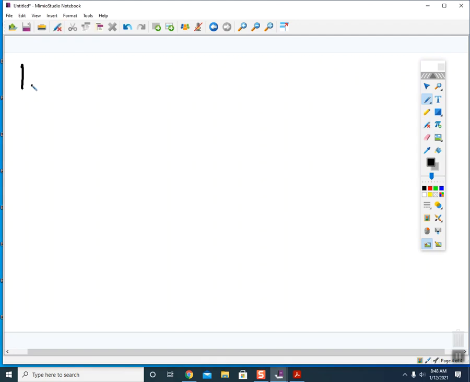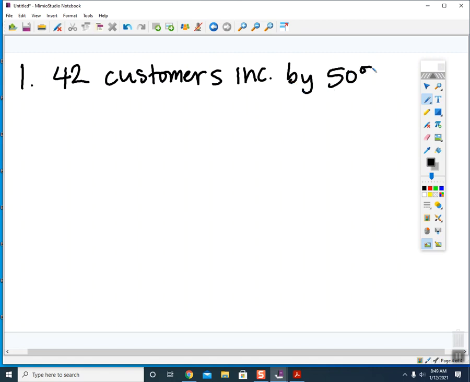Number 1 says that we have 42 customers increased by 50%. So here's how I think the easiest way to do this is, right? So I know that I'm starting with 42. 42 customers is my original amount. It's the initial amount that I have. I'm increasing, which means that I'm going to add to it. It's going to get bigger. And it's increasing by 50%.